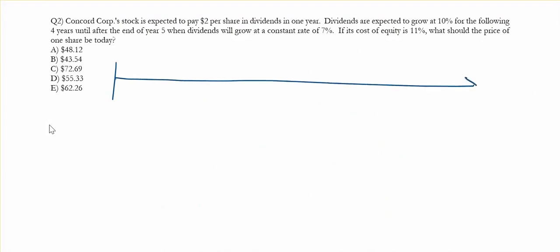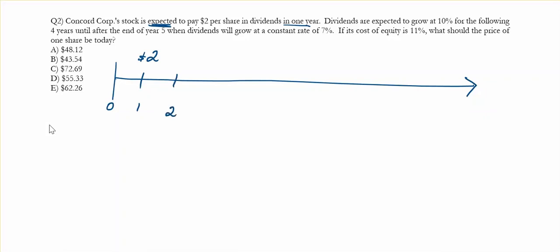This is another one that's also non-constant growth. The information is just given to us in a little bit of a different way. Instead of directly telling us the dividends for the first several years, it says that it is expected, the keyword there is expected, to pay $2 in 1 year, so it's pretty unambiguous that the $2 will be paid in dividends in 1 year. The dividends are expected to grow at 10% for the following 4 years until after the end of year 5.